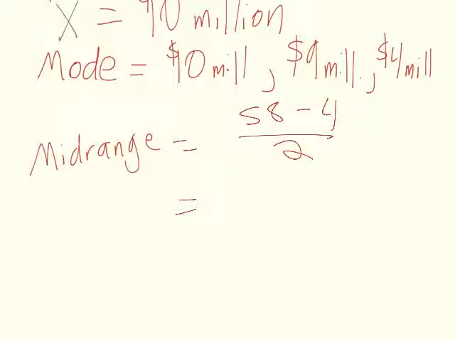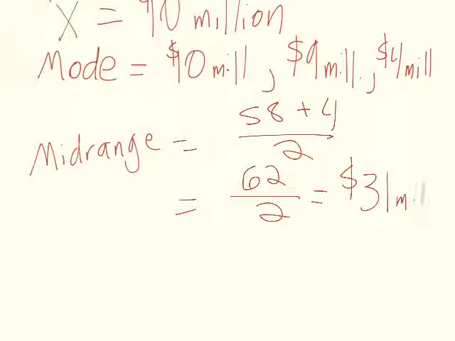Don't confuse this with the mean. You're just doing largest minus smallest. I'm sorry, largest plus smallest, excuse me, divided by 2. So if we add those two together, I'm going to have 62 divided by 2, and that's going to give me 31 million. So that's our last measure of center on this group, okay? So that's the difference in the 4 different measures of center.